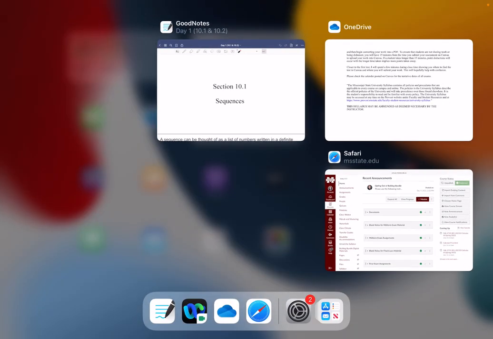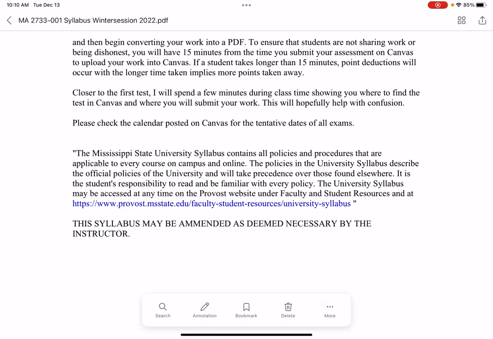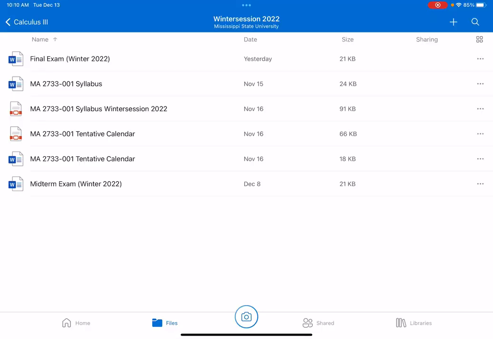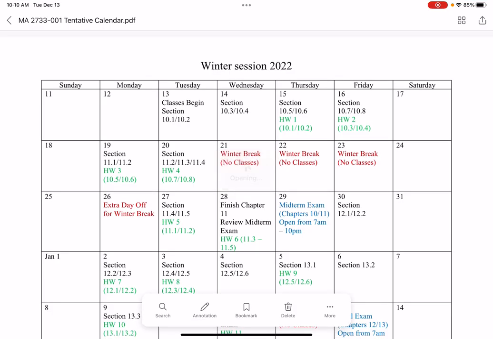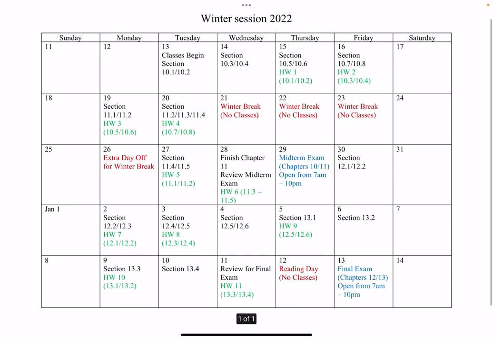The second thing I want to go over is the calendar. So also on Canvas is a sample calendar. What you will see is that on this calendar, everything in black is the sections that I plan on covering that day. So in just a minute, the video will start and cover sections 10.1 and 10.2. Tomorrow we'll do 10.3, 10.4, etc.